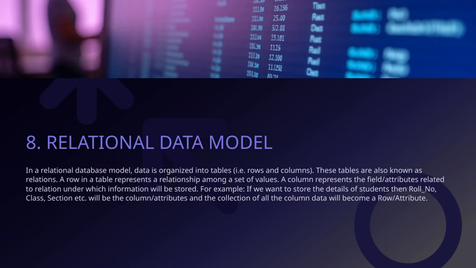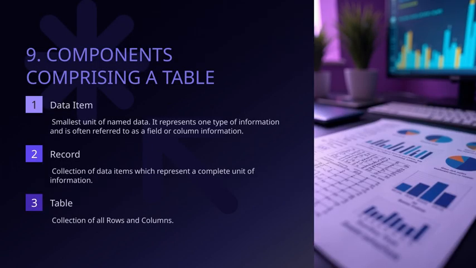Let's take a closer look at the components that make up a table. First, we have the data item, which is the smallest unit of named data. Think of it as a single piece of information, like a person's name or a date. It's often called a field or a column in a table, and it represents one specific type of data. Next, there's the record. A record is essentially a collection of these data items that together represent a complete unit of information.